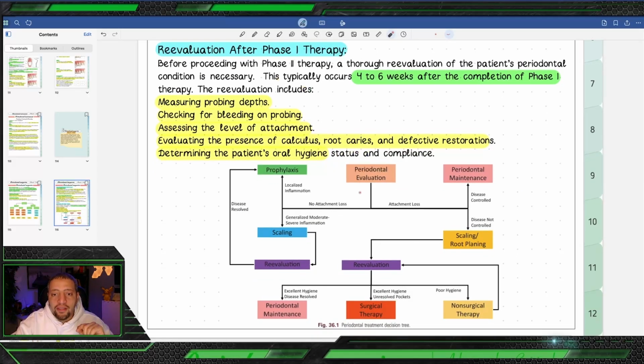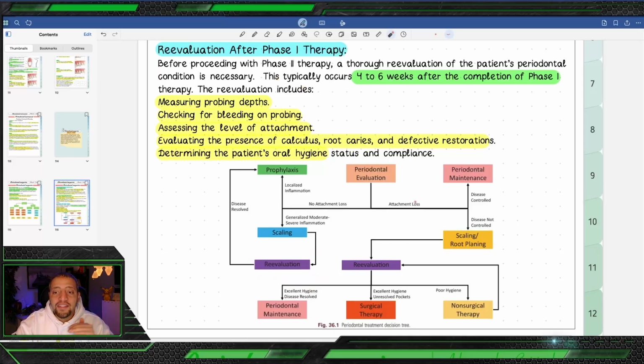So in periodontal evaluation, if we have no attachment loss, amazing. Our patient now is good, with localized inflammation, so we're going to do prophylaxis for him. If we have generalized moderate to severe inflammation, we're going to do scaling and re-evaluation again. So what is the meaning of this line? According to the numbers, if the numbers are between 4 and 5, okay, we are going to push our patient again here, and if still bleeding, push him here. If the number is between 3 and 4, we tell him you are a gingivitis patient now, I will do the prophylaxis for you, and then re-evaluation every 3 to 4 months.